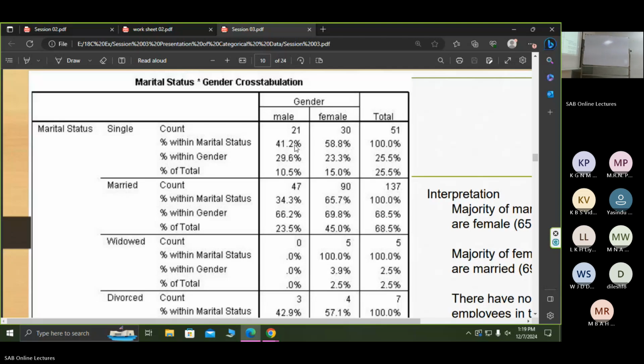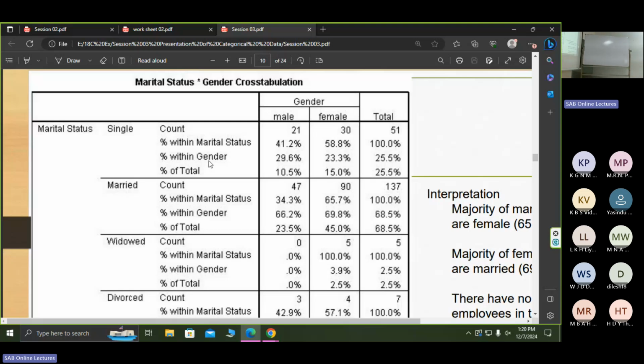41.2%. How do we say it? We can say 41.2% of single employees are male. This percentage is taken from the single employee category. Understood? Then the 58.8%: 58.8% of the single employees are female. Now clear? Then move into the third one.